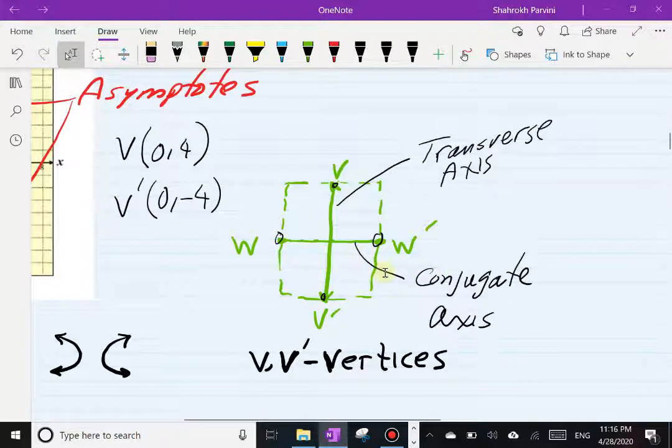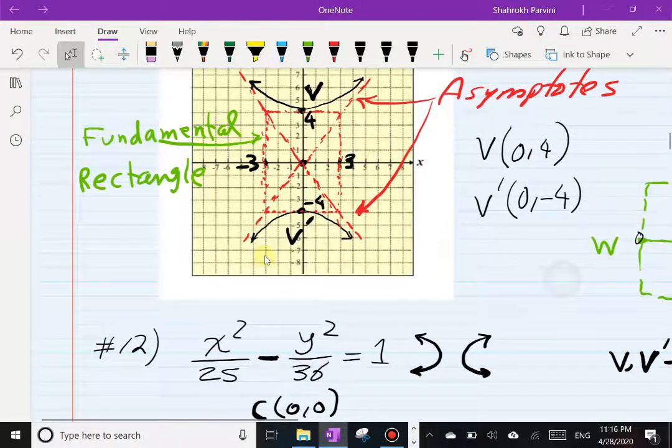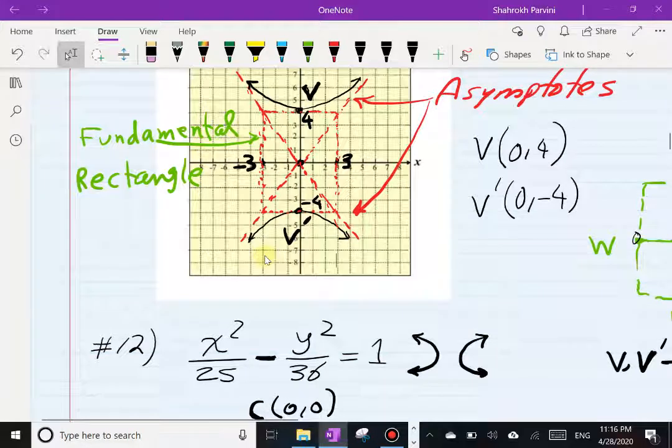So every hyperbola has a transverse axis and a conjugate axis. Remember, the transverse axis connects the vertices of the hyperbola together. So I just want to mention that as well. Now, let's take a look at another exercise here, number 12. In number 12, again, we want to graph this hyperbola.